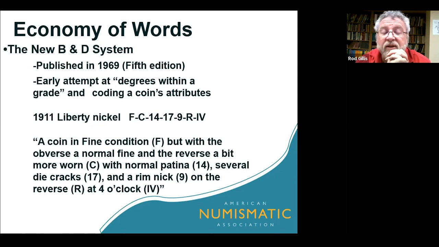What that grade means is that a coin was in fine condition, F, but with the obverse a normal fine and the reverse a bit more worn, C, with a normal patina, 14, several die cracks, 17, and a rim nick, 9, on the reverse, R, at 4 o'clock. So obviously you can tell that even though it's a nice attempt, something like this could not be practical. We could not have conversations using a code like that and people having the ability to understand.